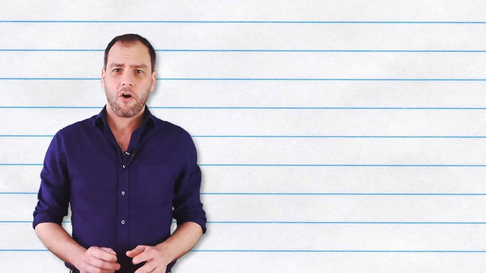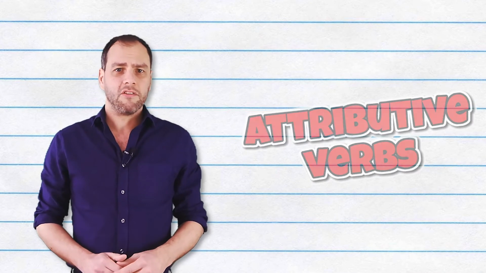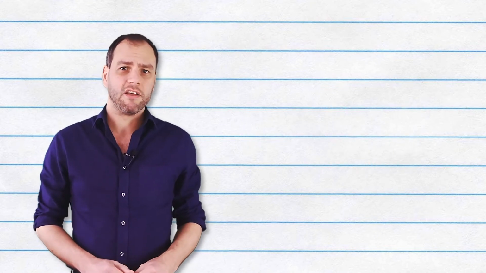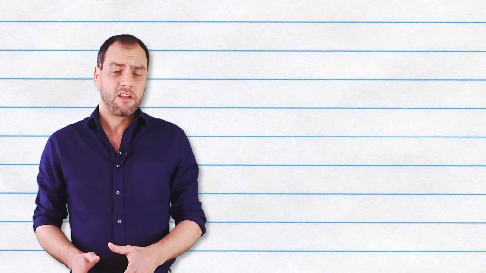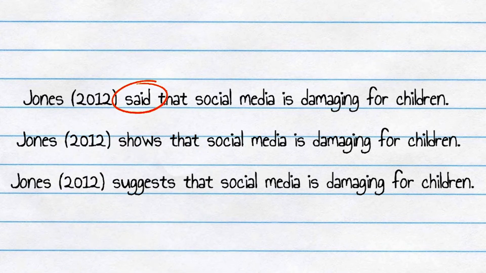Welcome to the world of attributive verbs. All three of those sentences would be very acceptable ways to introduce Jones's ideas. The first is rather dull. It's very neutral, and it shows nothing of what you think about Jones's idea. The second example is a really strong sentence. Here, the reader will think that you find Jones's argument persuasive.